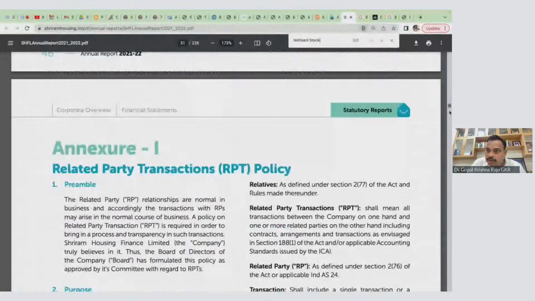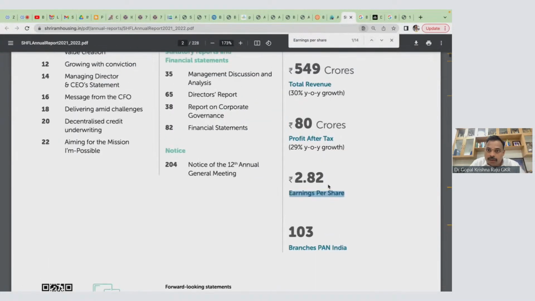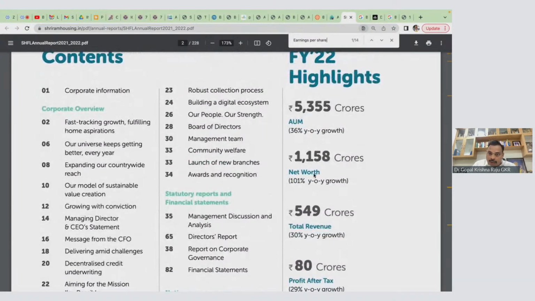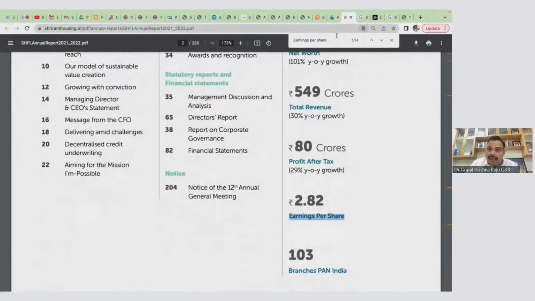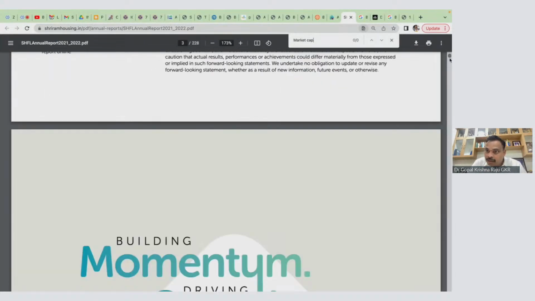Sorry, where is it? Shriram Housing. Earnings per share. It's here. Branches, earnings per share, market price, assets under management, net worth, total revenue. Their market cap they will give, but they have not given market cap. If market cap is given, you can find out, once you know the earnings and the market price as on 30th March, how many times it goes. I thought of showing you that particular part also, doesn't matter.